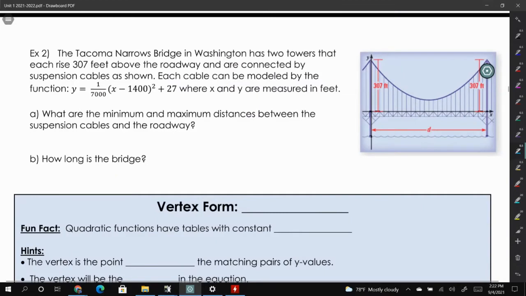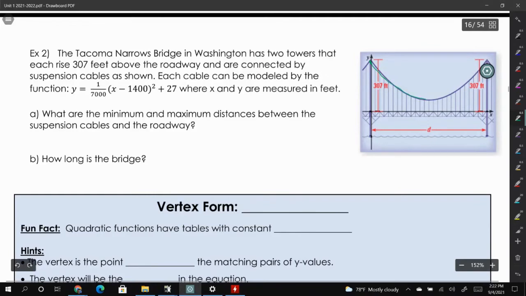All right, on this next page here, we have this word problem. We have this bridge in Washington. It has two towers that each rise 307 feet above the roadway and are connected by a suspension cable as shown. The cable can be modeled by this equation where x and y are measured in feet.